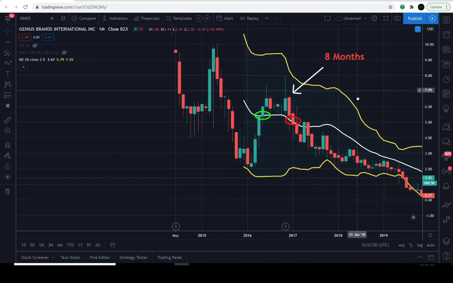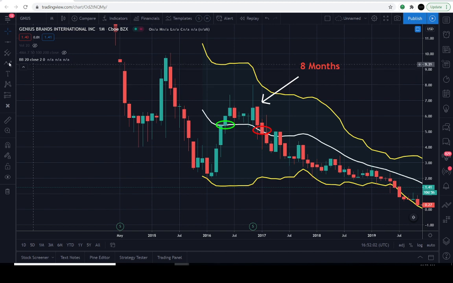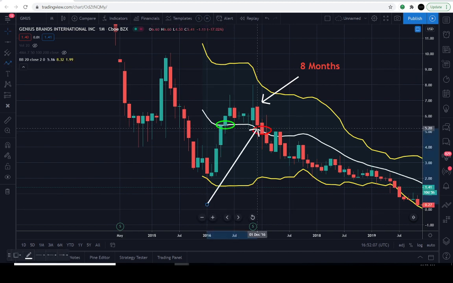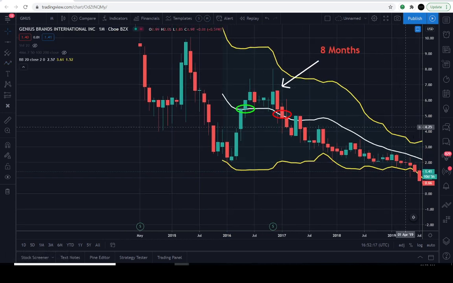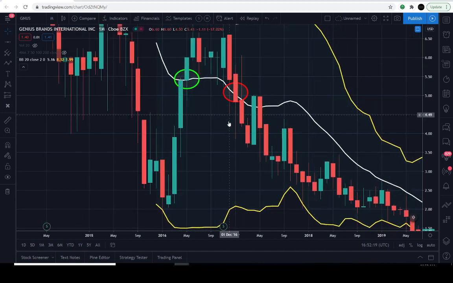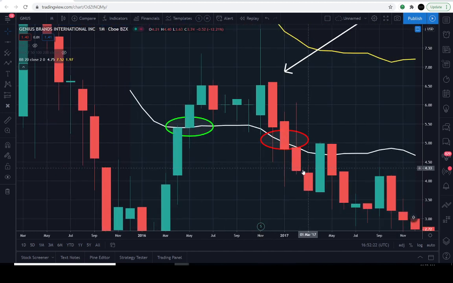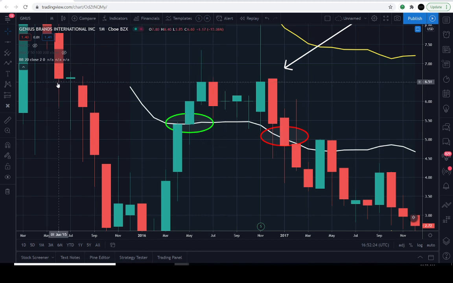Now, I want to explain what this 8 months basically means here. The price action started at about May 2016, and it broke down here at about January 2017. But let me explain why I'm counting only 8 months here. What we're focusing on is the monthly candles above the white mean average line in between the Bollinger Bands. Let me get a really nice view of this so you can see it.